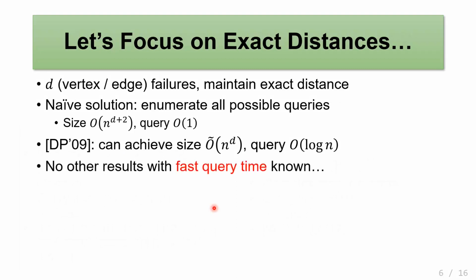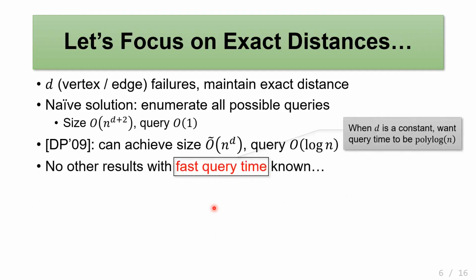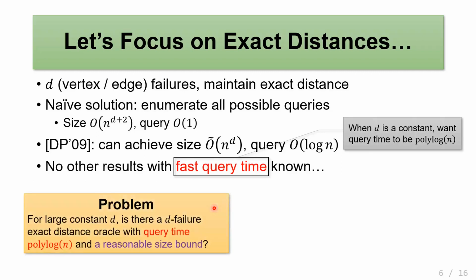These are the only results with fast query time. Here by fast query time, I mean if d is a constant, we want the query time to be polylog in n. So we don't know for a large constant d if there is a d failure exact distance oracle with query time polylog n and a reasonable size bound. Here, reasonable size bound means the size is n to c, where c is some constant independent of d. Let's say the size is n to the 10th, even if we have d equal to 100 failures.